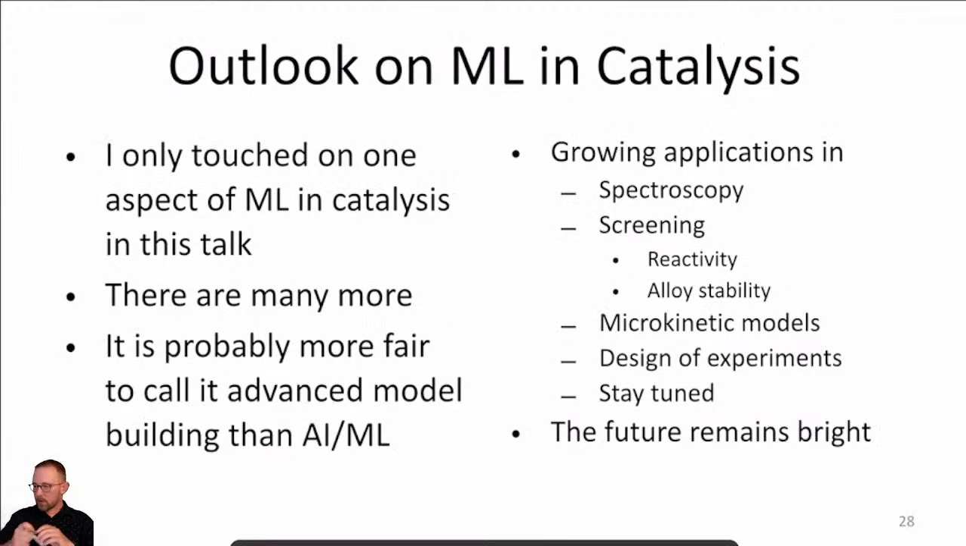All right, so I only touched on one aspect of machine learning and catalysis, and only one kind of machine learning at that. There are lots more, and you're going to see a lot of applications in spectroscopy, in screening, in microkinetic models, design of experiments, etc. So this is a very rich space to pay attention to.